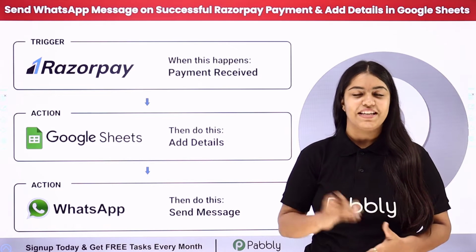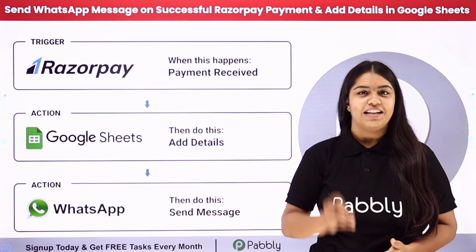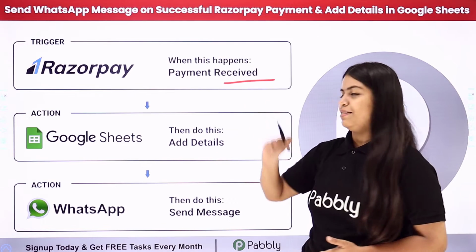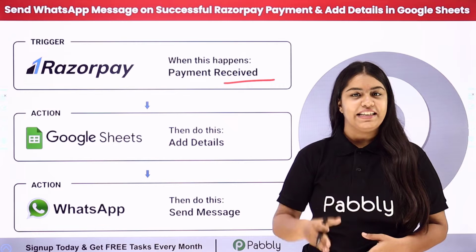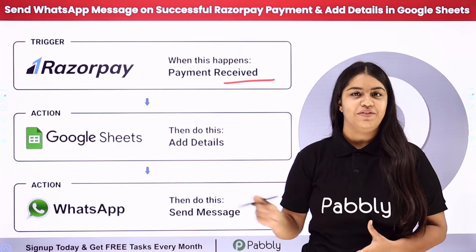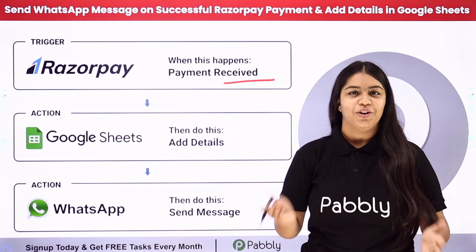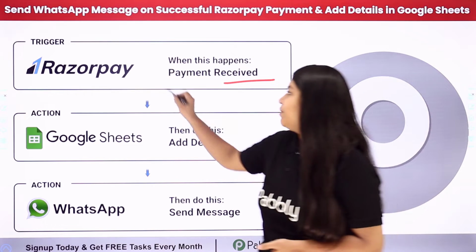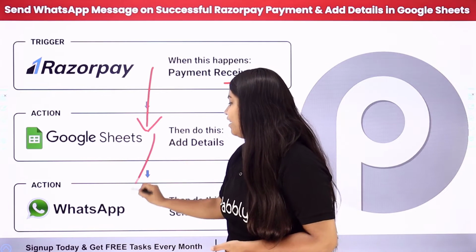So over here, I'm using Razorpay for my business and I wish that as soon as a new payment is made in my Razorpay account, automatically the details of that payment should be added to my Google Sheets and my customer should receive a WhatsApp message for the same. For this, we are going to create a connection between Razorpay, Google Sheets and again WhatsApp.